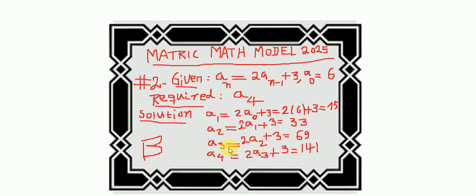To get a3 I have to use a2 according to my formula. a3 is twice of a2 plus 3, but a2 is 33. 2 times 33 is 66 plus 3 is 69. a4 uses a3. a_n uses a_(n-1). So a4 uses a_(4-1), which means a3. Twice of a3, and a3 is 69. Twice of 69 is 138.